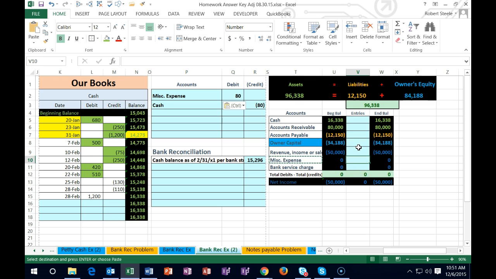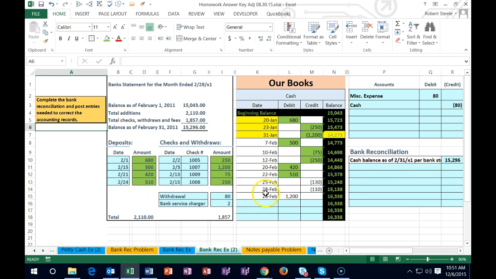So I'm going to go over here to V10, say equals, and I'm going to point to that $80. This 0 is going to go up to 80, like so, and it brings net income down. So we started with net income of 50,000 credit. That's income, not a loss. Credits beating the debits. We had an $80 debit. Income goes down to 59,920. Then we're going to go to cash over here in V5. Equals, going to point to the cash account. Cash goes down in this case because we're doing the opposite thing to it, to 16,258. We are now back in balance.